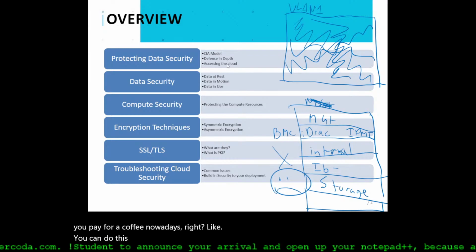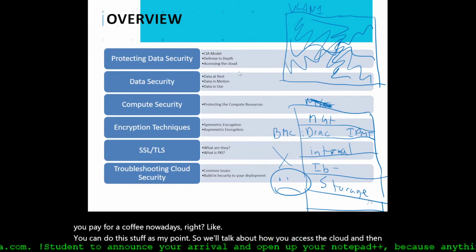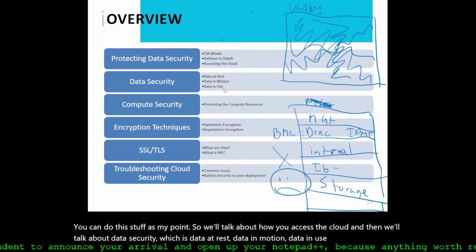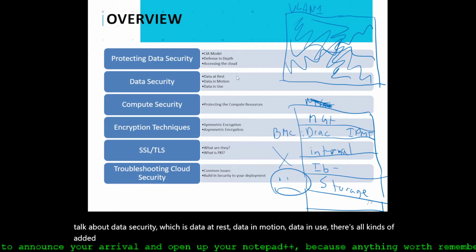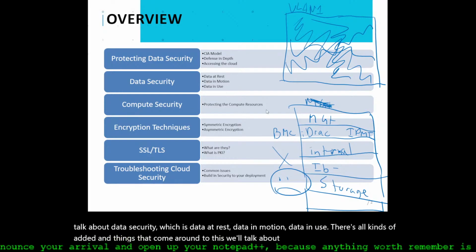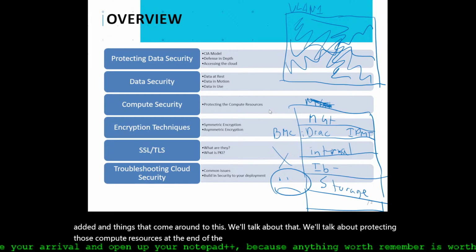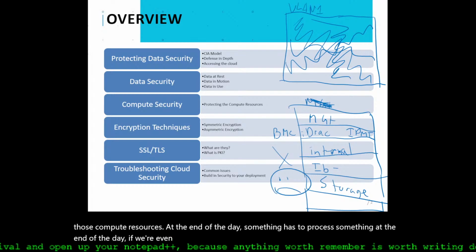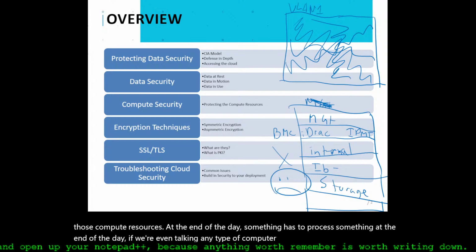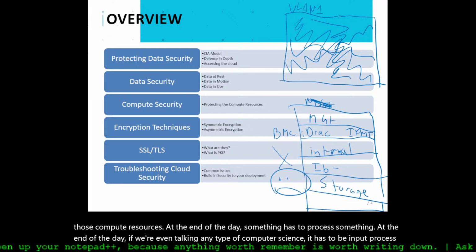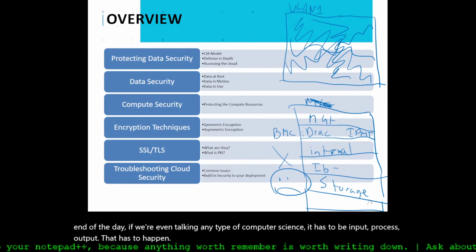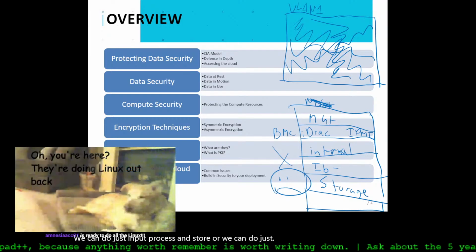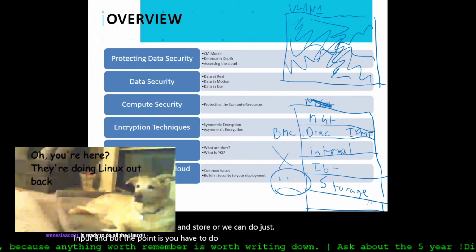So we'll talk about how you access the cloud, and then we'll talk about data security, which is data at rest, data in motion, data in use. There are all kinds of added things that come around to this. We'll talk about protecting those compute resources. At the end of the day, something has to process something. If we're talking about any type of computer science, it has to be input, process, output. We can do just input, process, and store, or just input, but the point is, you have to do these things. This is a computer science thing, right?